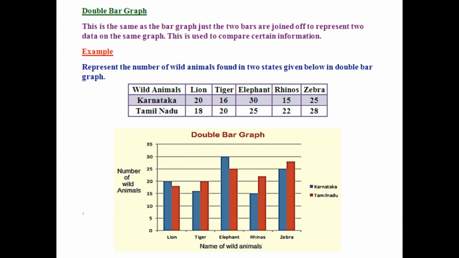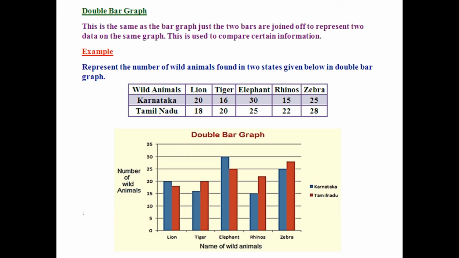Now we will see double bar graph. This is the same as the bar graph, just two bars are joined to represent two sets of data on the same graph. This is used to compare certain information.